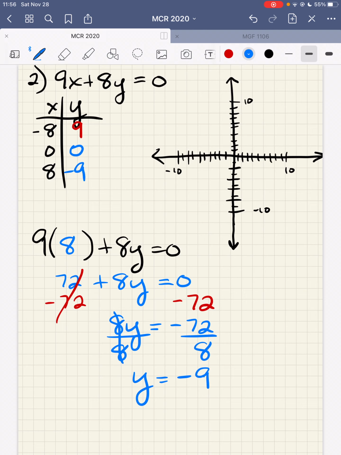So my points here are 0, 0. I have positive 8, negative 9. Let's see if I can get it in the right spot here. And then I have negative 8, positive 9. And this gives me a line that looks like this. Keep going.